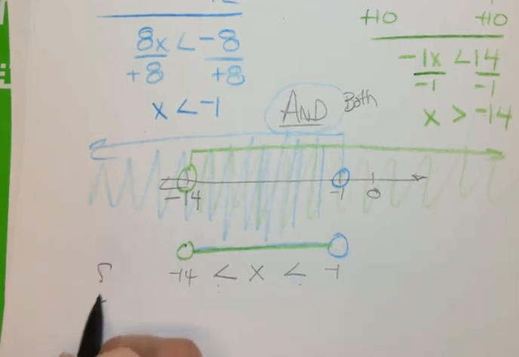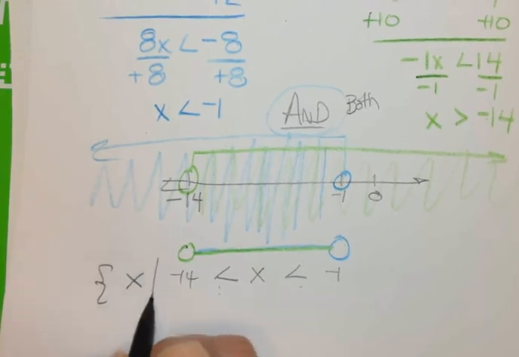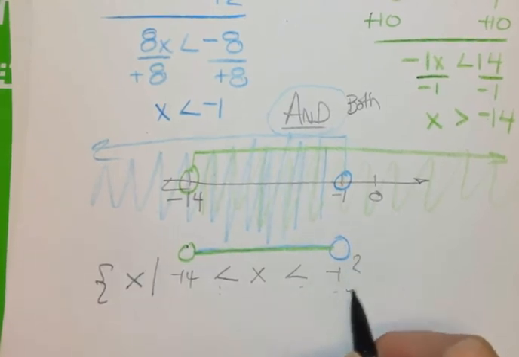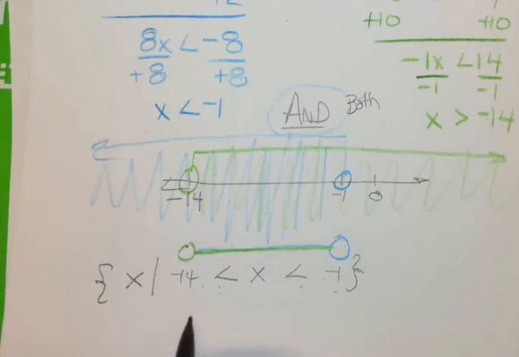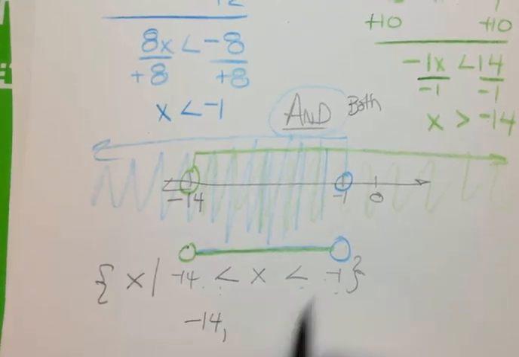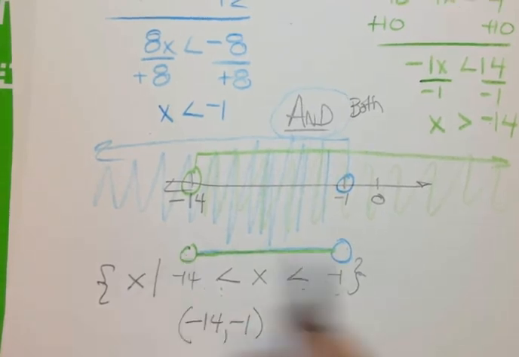So we would have a curly brace, x, such that it falls between those two numbers. If I wanted to do interval, it's going to be negative 14 is the smallest, negative 1 is the largest, and I need soft brackets around both because they're not colored in. And that's how you do an AND.